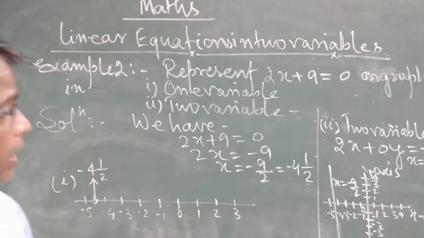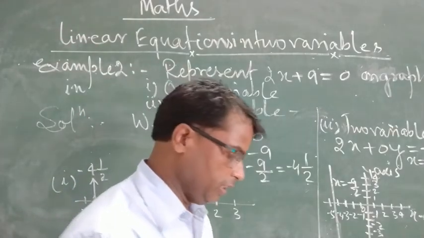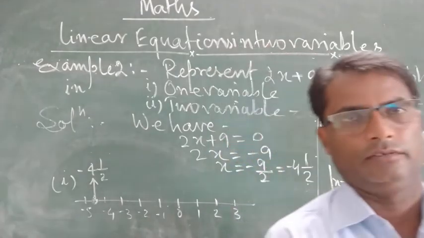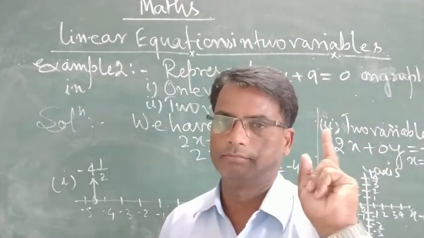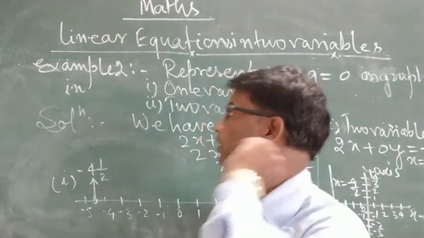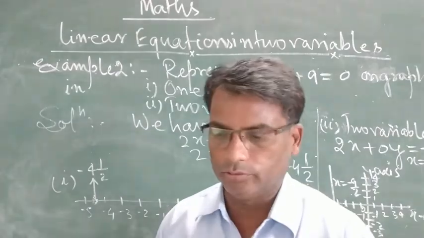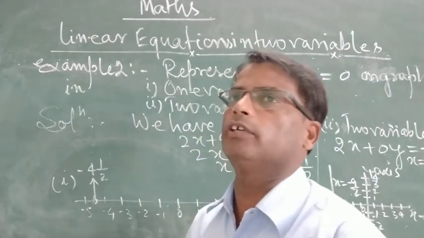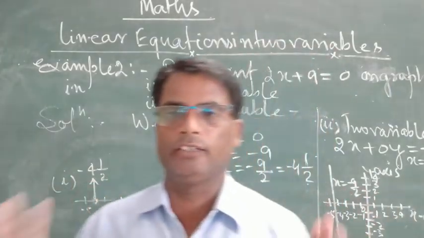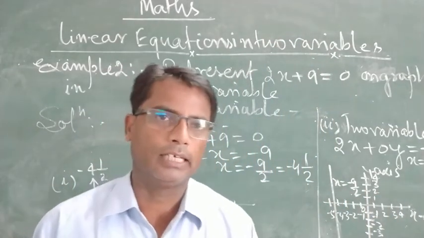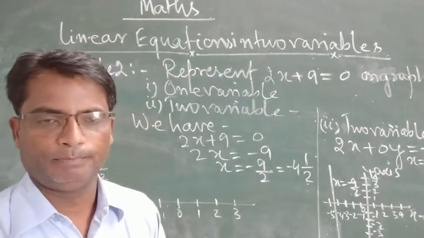One more time I will say: to represent a linear equation on graph paper, you should calculate at least two solutions. At least two solutions are needed. If you calculate three, it is also good. But if you calculate only two, you can still find your answer, whether the lines are intersecting, parallel, or whatever you want to decide.